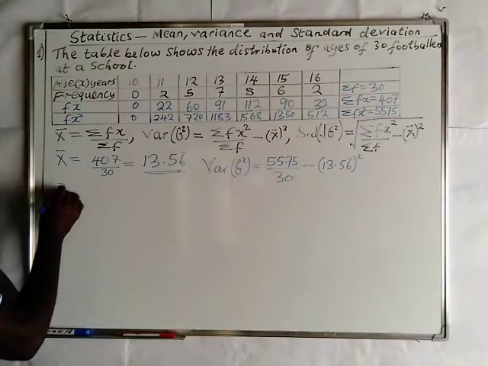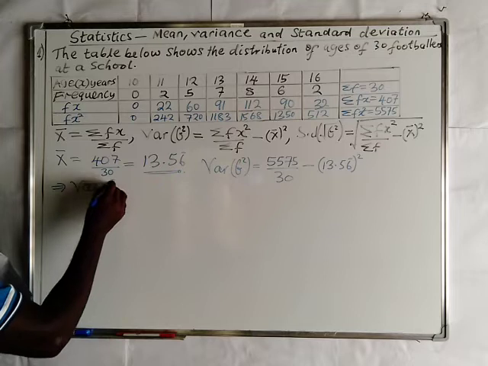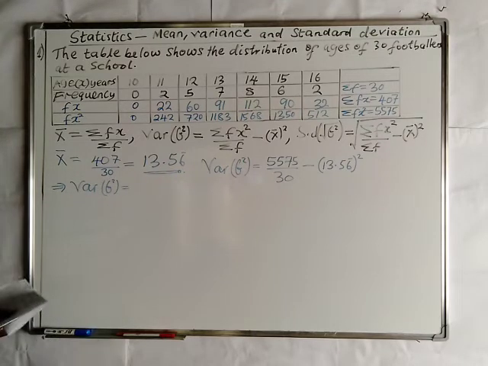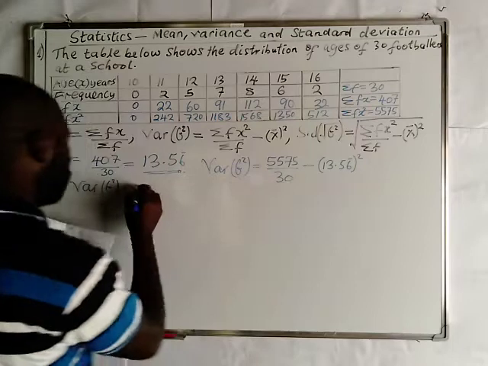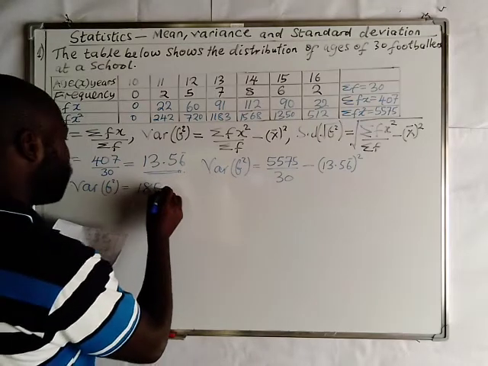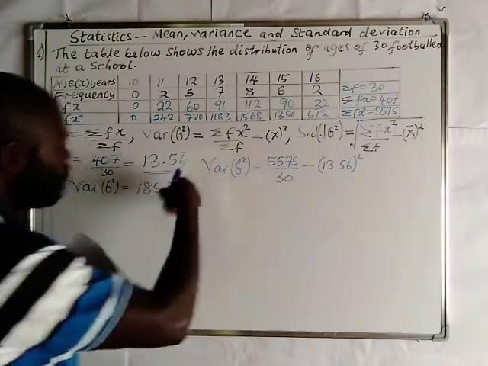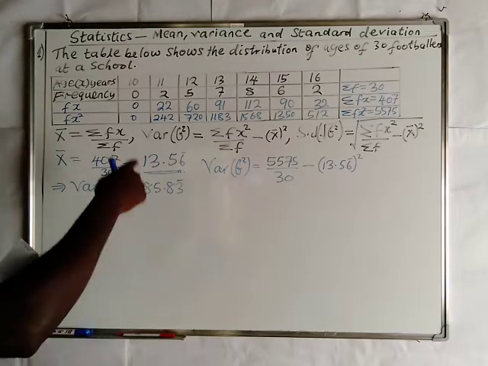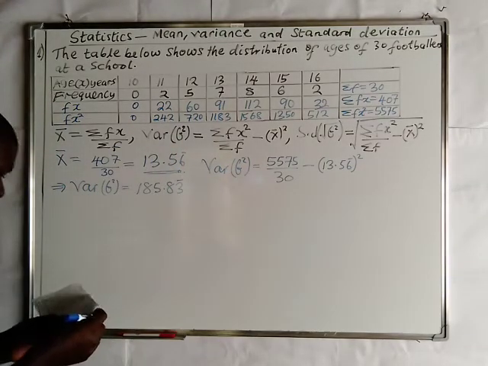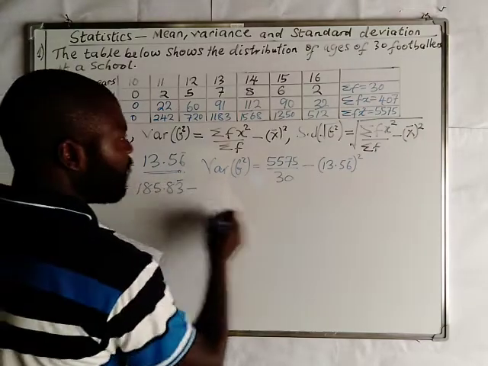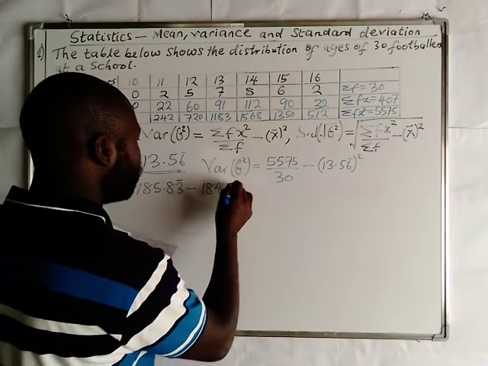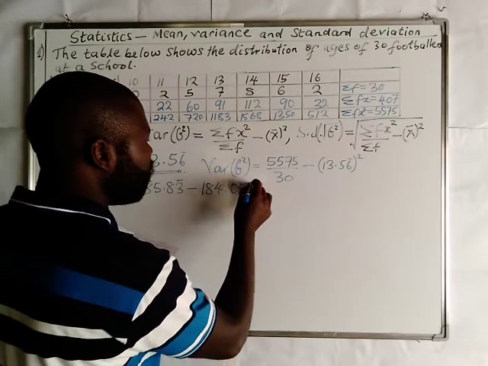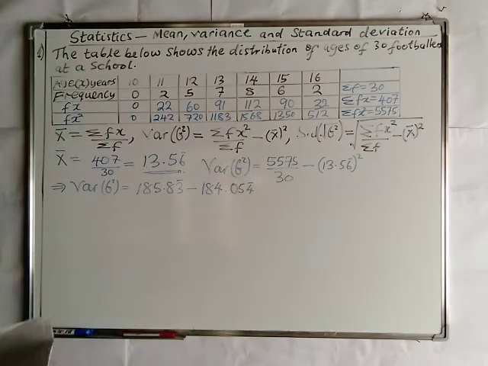Continuing from here, if we divide this, we are going to get 185.83 bar. The 3 keeps on repeating, so in short, we write 3 bar. Minus, when we square this one, we are getting 184.054 bar. The 4 repeats, so simply we say 4 bar.